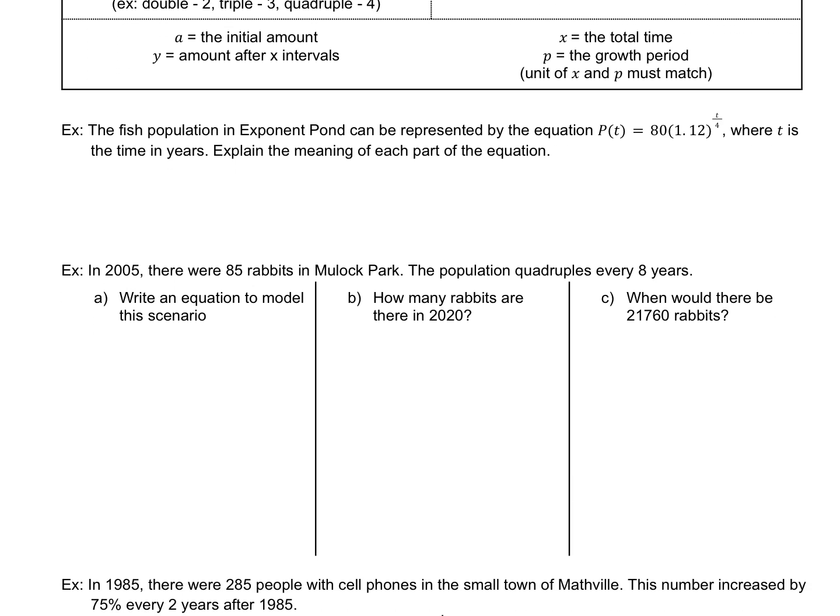And we're going to start with one where I do give us the equation. The fish population in Exponent Pond can be represented by the equation P at t equals 80 times 1.12 to the power of t over 4, where t is the time in years. Explain the meaning of each part of the equation. Well, the starting number should represent the starting, in this case, population. So the initial population is 80 fish. Now, inside the bracket is going to be our growth.